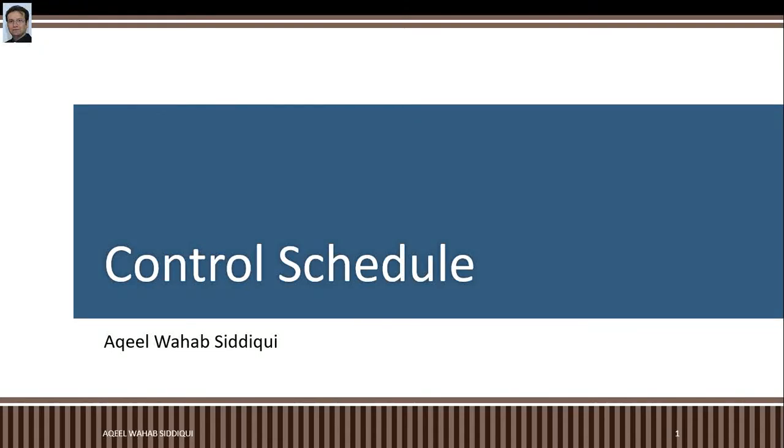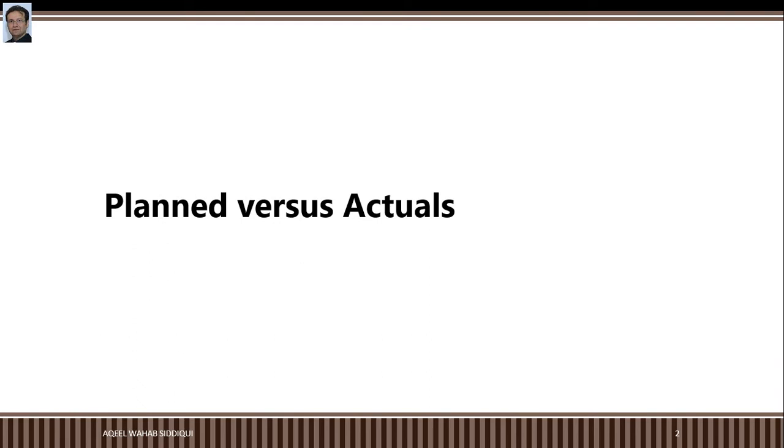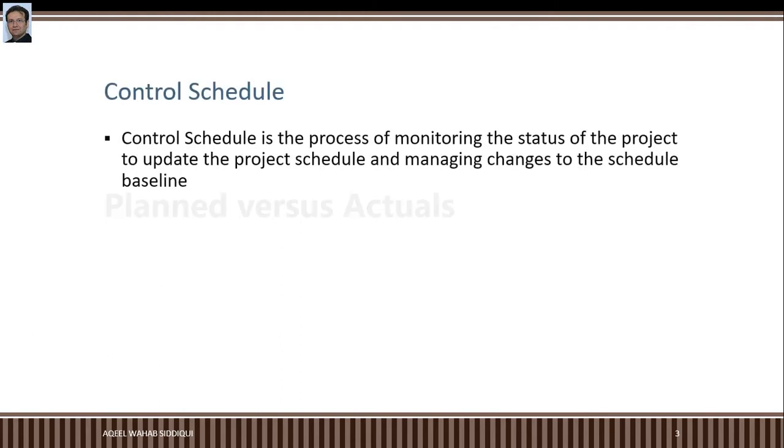Once we finalize a project schedule, we get started on the project as soon as possible. The main objective of this process is to compare planned versus actuals while we produce deliverables. So the control schedule is the process of monitoring the status of the project, to update the project schedule and managing changes to the schedule baseline. The key here is making sure the schedule stays on track and is completed within a specified time.